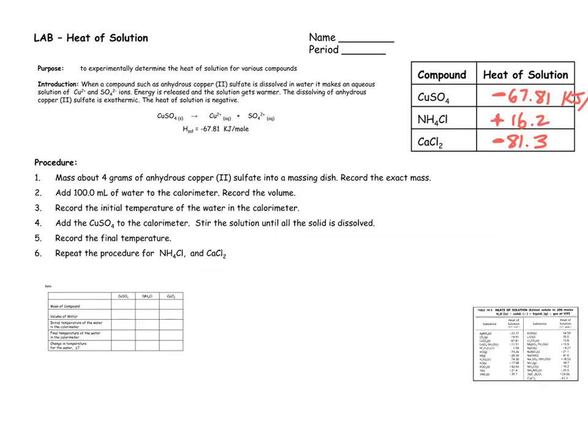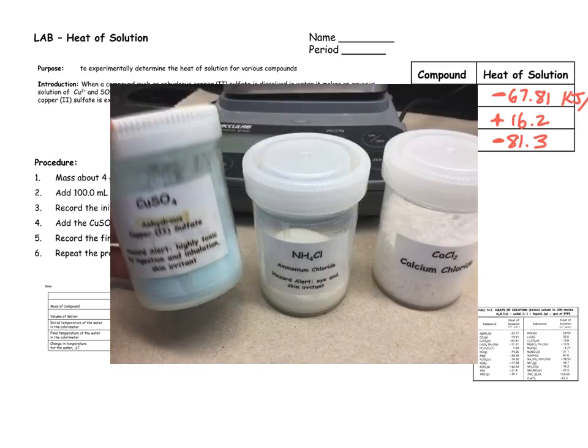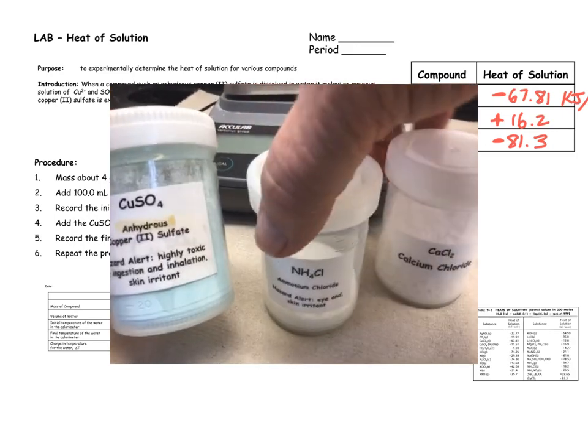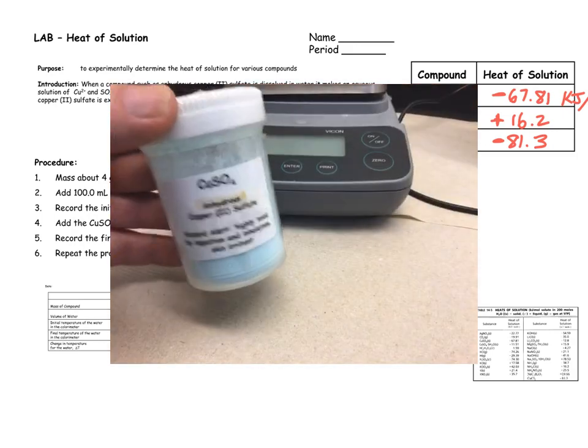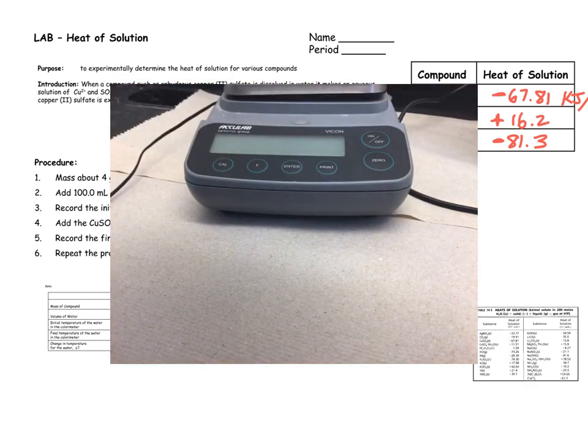Okay, let's take a look at the procedure. It says mass about 4 grams of anhydrous copper 2 sulfate. Add 100 milliliters of water to the calorimeter. Record the initial temperature. Add this copper sulfate to the calorimeter. Record the final temperature, and then repeat for the other 2 compounds. Here we have the 3 compounds we're going to use: copper sulfate, ammonium chloride, and calcium chloride. It says to put about 4 grams into a weighing dish.